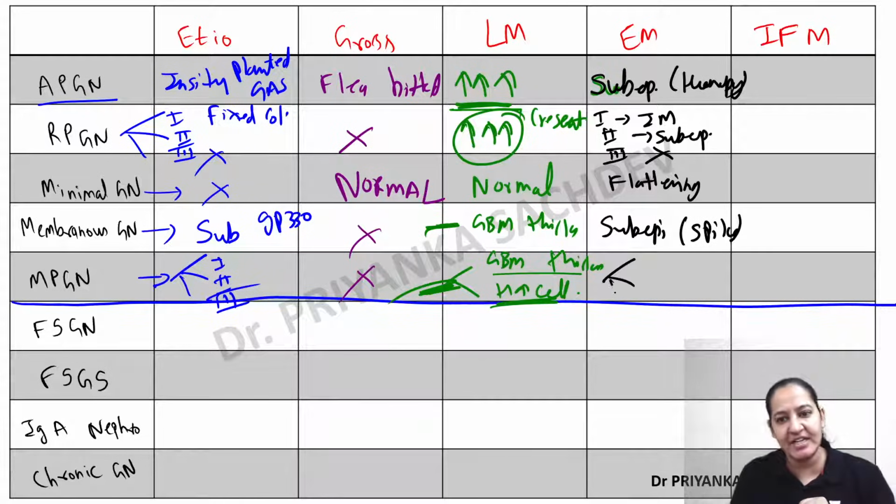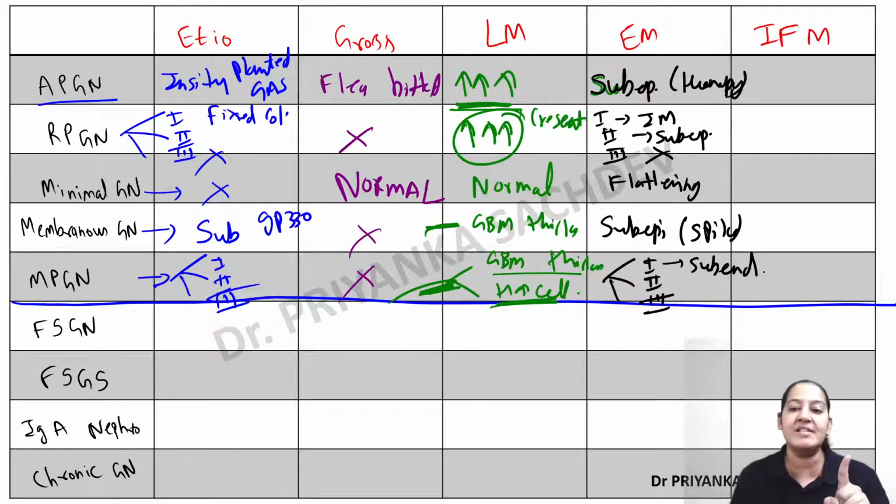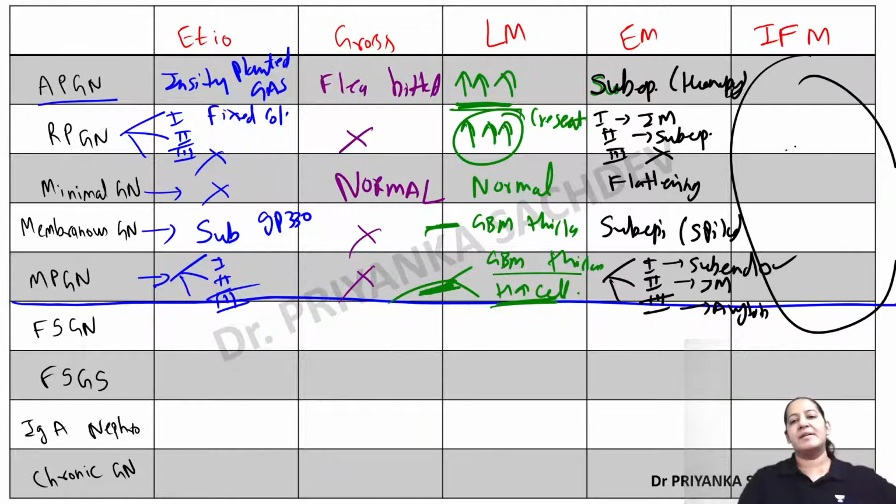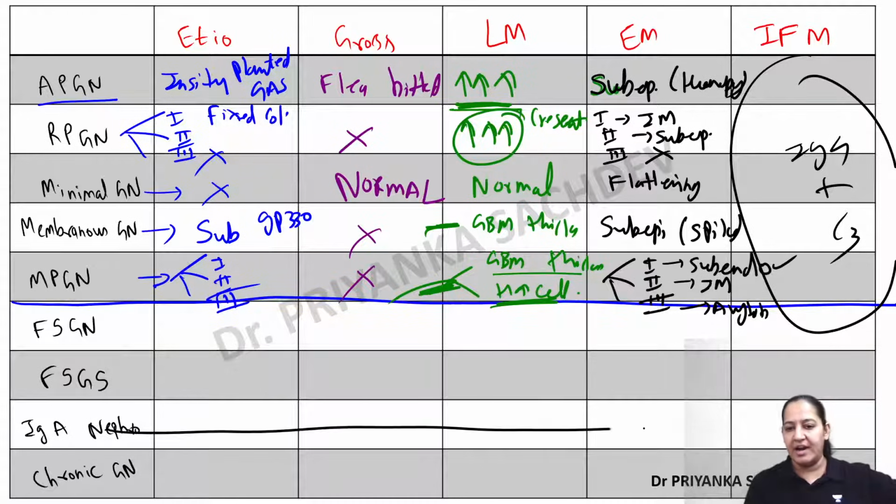In MPGN, again type 1, 2, 3. In type 1, the deposits are subendothelial, the only glomerulonephritis in which subendothelial deposits are there. In type 2, it is intramembranous. And in type 3, it can be anywhere. The composition everywhere is the same: it is IgG plus C3. So I'm not discussing it separately. Only the composition will differ in IgA nephropathy, where IgA will come. Apart from it, everywhere IgG will come.